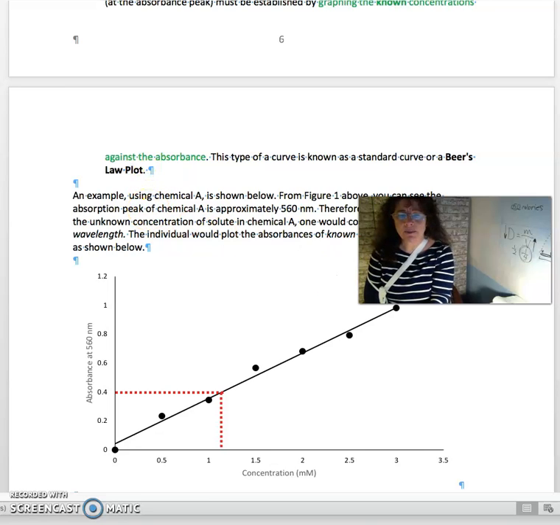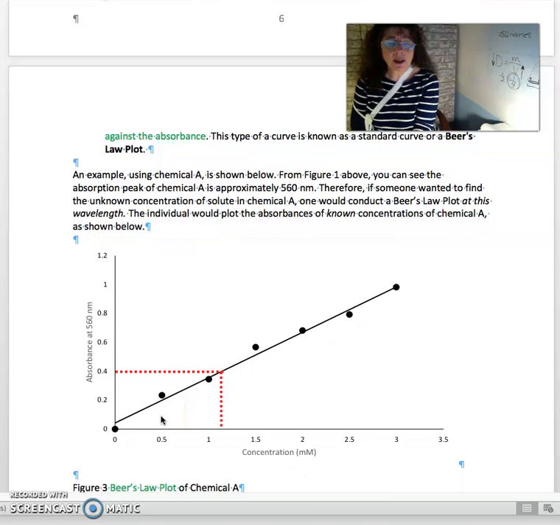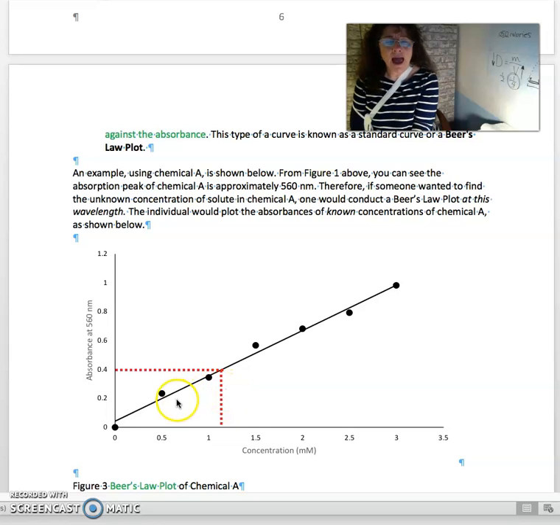This is a compound here. Let me move myself up here so you can see a little bit better. This is a known compound. And this is the absorbance along the y-axis of different concentrations of that known compound. And in fact, you see here that at low concentrations of this known compound, chemical A, the Beer's plot of chemical A, you will have low absorbance. And at high concentrations of this known compound, you will have higher absorbance.